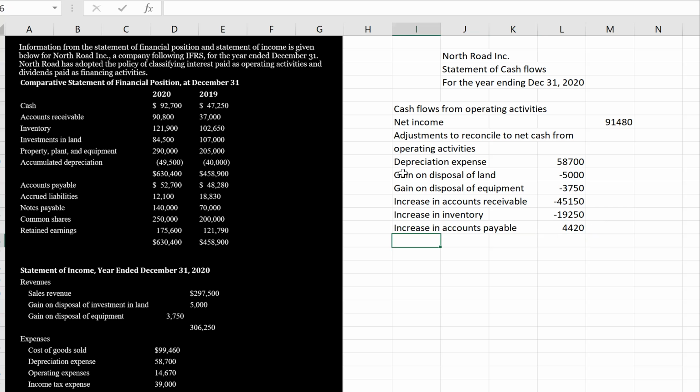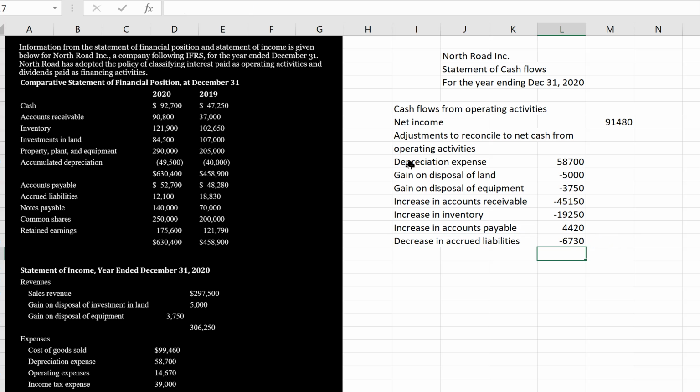And next I'm going to have accrued liabilities. Accrued liabilities went from 18,830 to 12,100, so it decreased. So I'm going to have a decrease in accrued liabilities. And a decrease in liabilities means that we must have settled the liabilities in cash. So this is going to be a cash outflow, so it's going to have a negative sign. So I'm going to go 18,830 minus 12,100 times -1. So I've got my cash outflow there of 6,730.